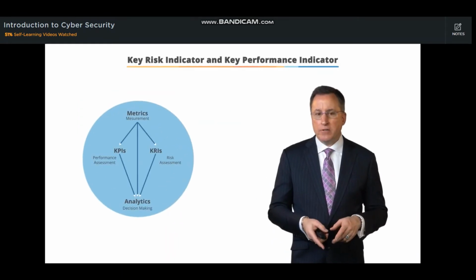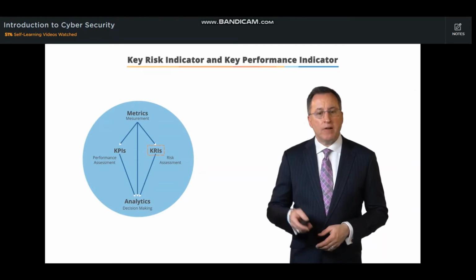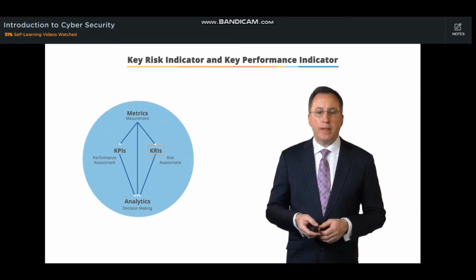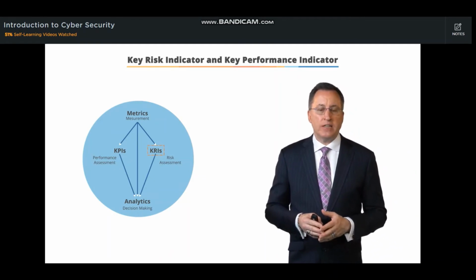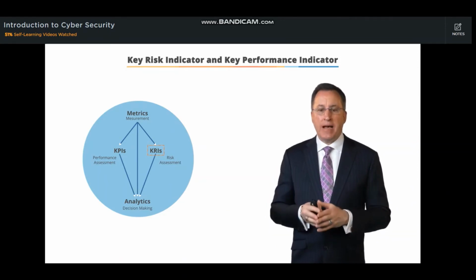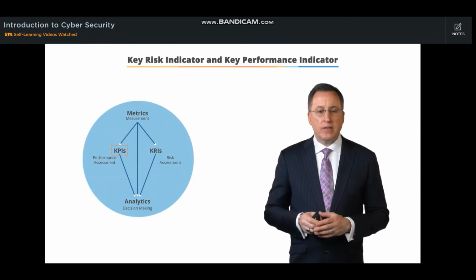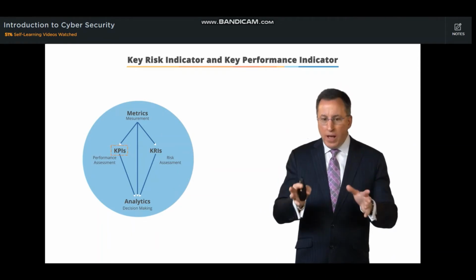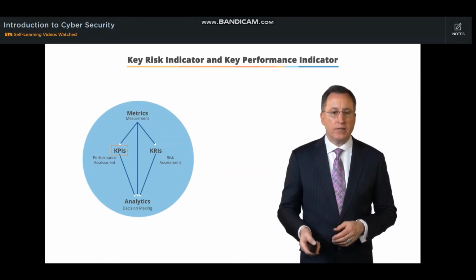Key risk indicators and key performance indicators. A key risk indicator is a metric for measuring the likelihood that the combined probability of an event and its consequences will exceed the organization's risk appetite and have a profoundly negative impact on an organization's ability to be successful. A key performance indicator is a quantifiable metric that reflects how well an organization is achieving its stated goals and objectives.